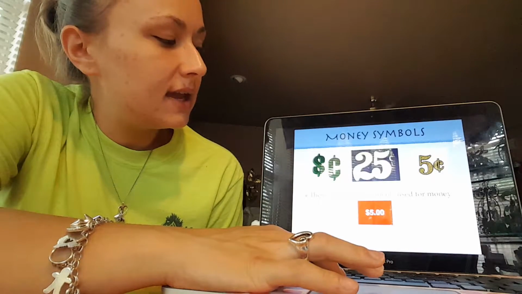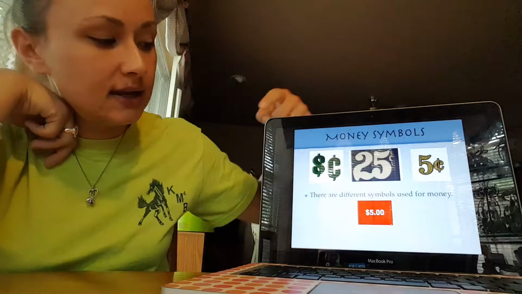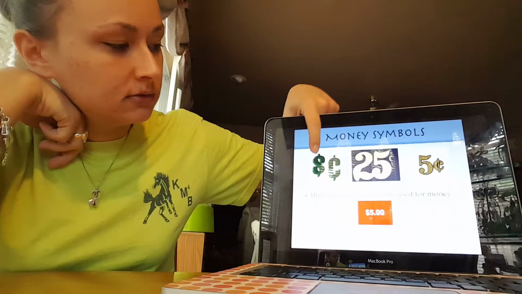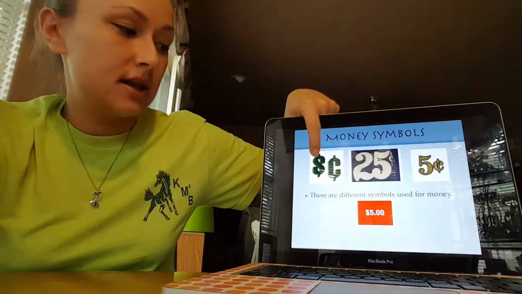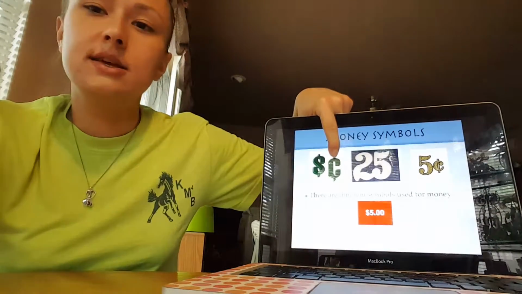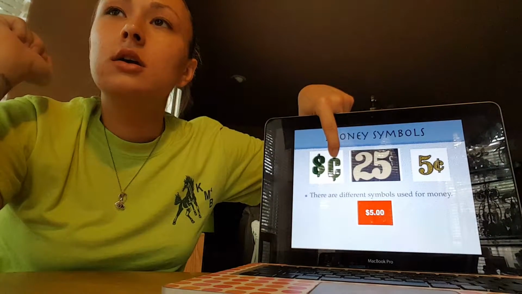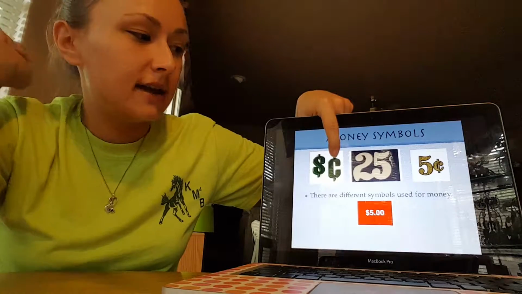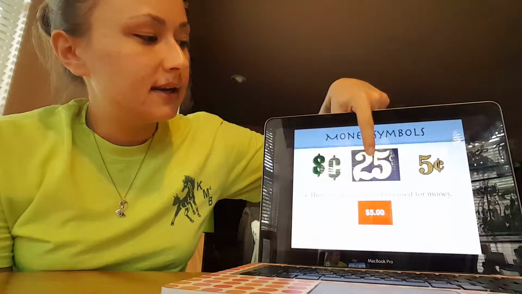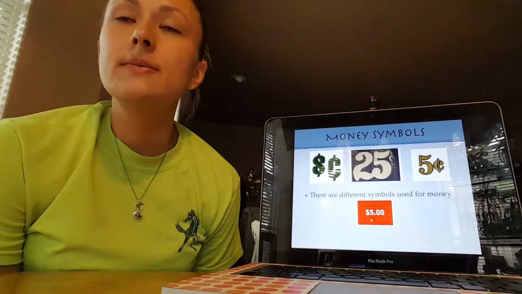Okay, and then can somebody tell me which one is the dollar sign? Yes, Sean, this one right here. And does anyone remember what this symbol is called? Yes, Clark, it's the cent sign. Very good. And can anyone tell me how you would read this sign if you saw this at the grocery store?